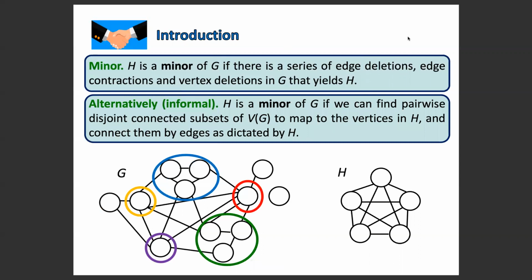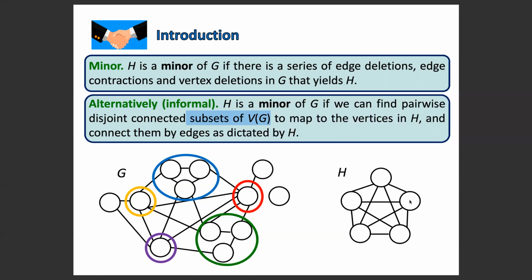You can also think about the notion of a minor as follows. We say that H is a minor of G if we can find pairwise disjoint connected subsets of G, these colorful subsets in this example, that we can map to the vertices in H. Each colorful subset gets mapped to a different vertex in H, such that we connect them by edges as dictated by H. For example, the blue subset is mapped to the topmost vertex in H, and the red subset is mapped to the rightmost.